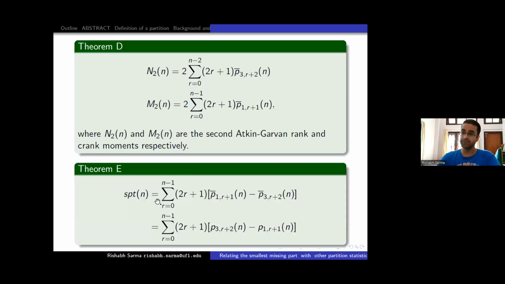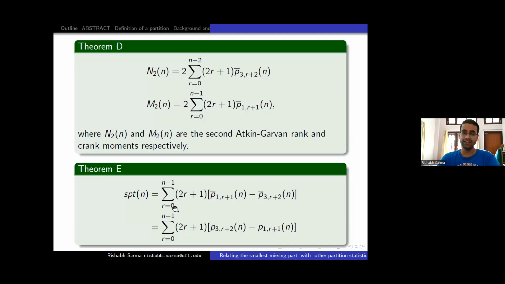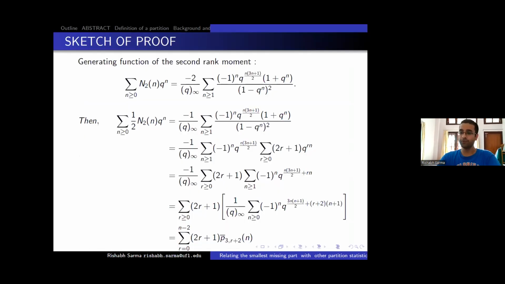Similarly, the SPT function is, as we have seen before, half of the second crank moment minus the second rank moment. That is exactly what we have here, and this is indeed a finite sum. This is how the proof of that follows.